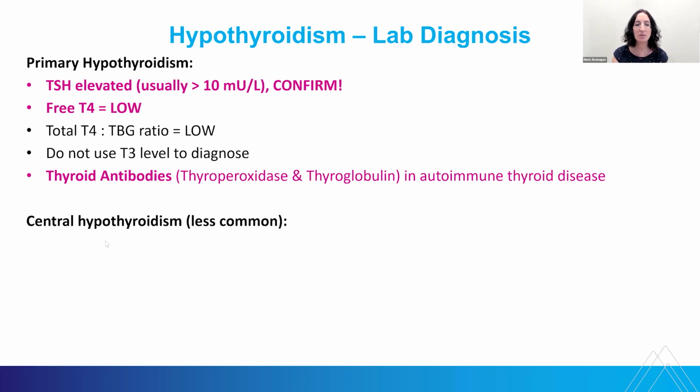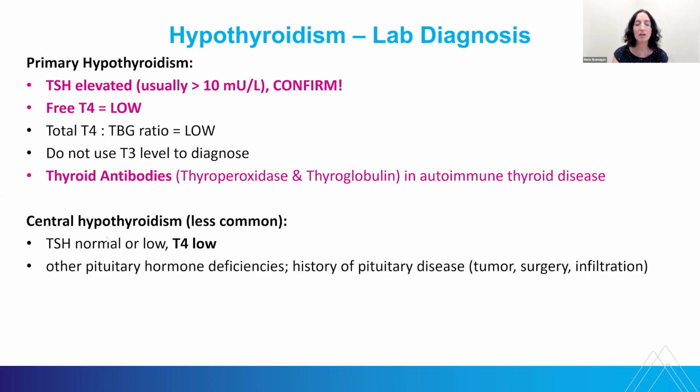Those are the thyroid peroxidase and thyroglobulin antibodies. Central hypothyroidism, again, you'll have a low T4 and a normal or low TSH. You'll oftentimes see other pituitary hormone deficiencies with this, and you'll oftentimes have a history of pituitary disease, like tumor or surgery or an infiltrative disorder like sarcoidosis.